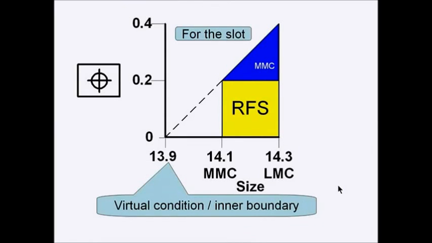Point out that the virtual condition is a boundary that may not be violated. Because of this, it is often possible to evaluate position when the tolerance is modified at MMC by using a hard gauge, which assures that the virtual condition is not violated.